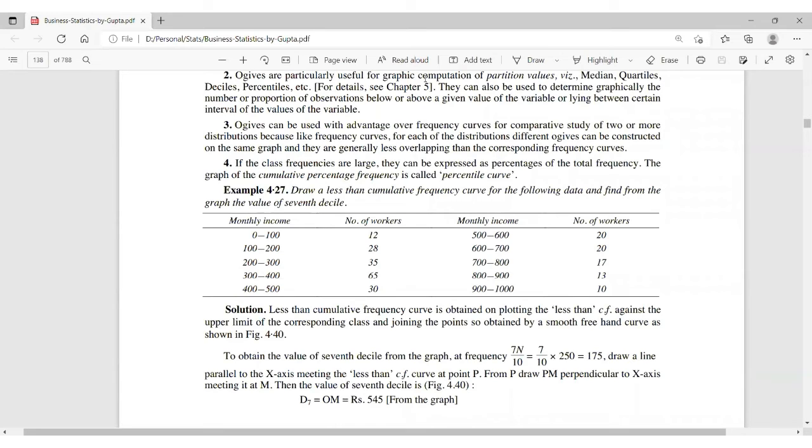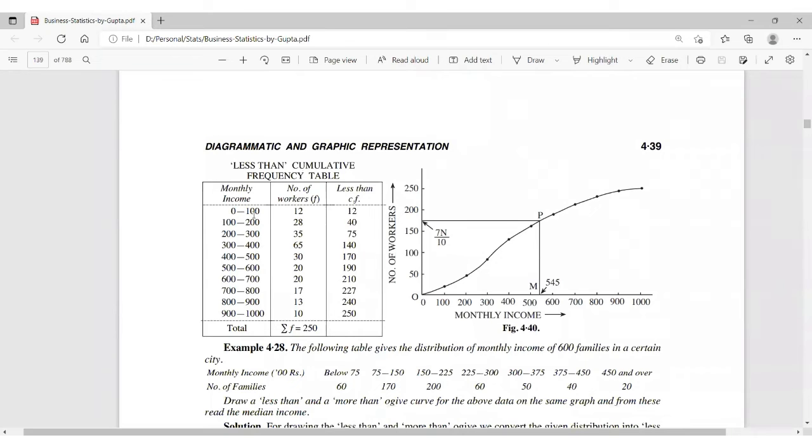Very good. How many having less than 200? 28. No, less than 200, not 28. 100 to 200 is. Yes, sir. Yes, sir, 28. So less than 200 is including this, na? Yes, sir. 12 plus 28. Very good. 12 plus 28. Right? So 40. Yes, we make this less than 100. Less than 100 is 12, right? Yes, sir. That worker is 12, so frequency comes to be 12. Similarly, 100 to 200, 40, and so on.